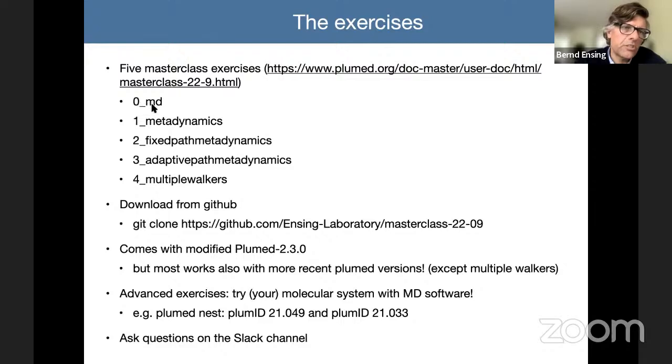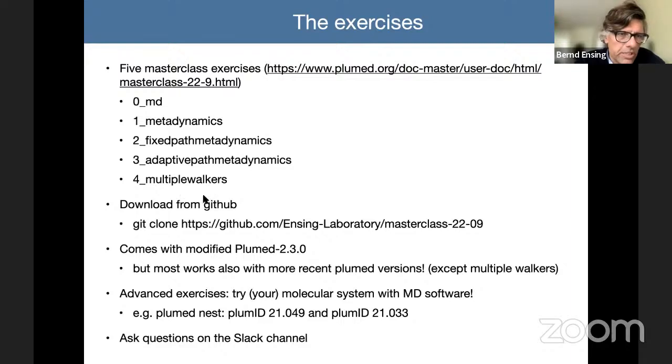The first directory is called 0MD. It's just an MD simulation. Then the second one is called Metadynamics. So first you have to do a 2-dimensional metadynamics. Then we will do path metadynamics, but with a fixed path. Then the 4th exercise, now we will do an adaptive path. So we will optimize this path. And the final exercise is to do it with multiple walkers. So these are the exercises.